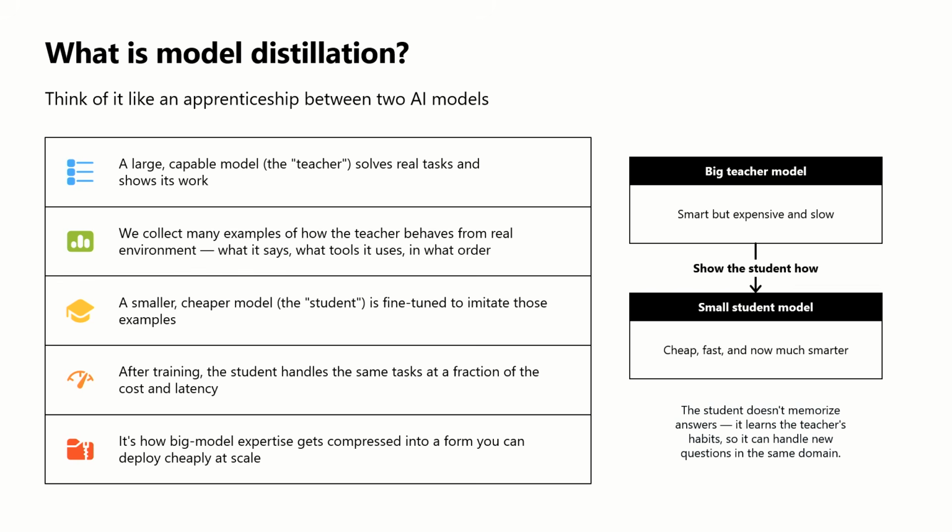Because model distillation is like an apprenticeship between two AI models. You start with a large, capable model, which acts as the teacher that solves real tasks. You collect many examples of how the teacher behaves from the real environment and use that data to train, in this case fine-tune, a smaller, cheaper model so that the behavior can be imitated. And after training, the student will handle the task at a fraction of the cost. This is how you can have the secret weapon in your enterprise to turn frontier models into something that's tailored for your business at a fraction of the cost.